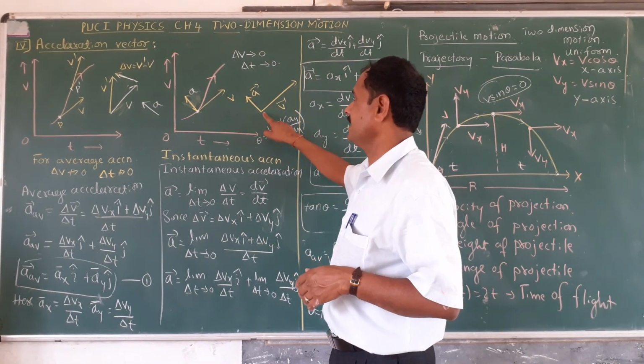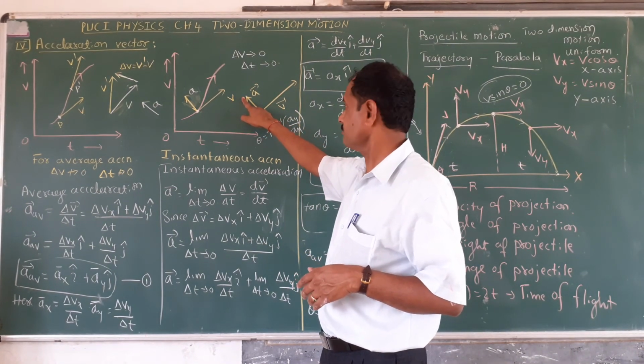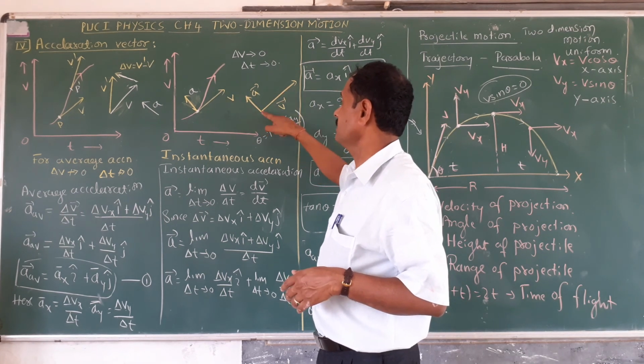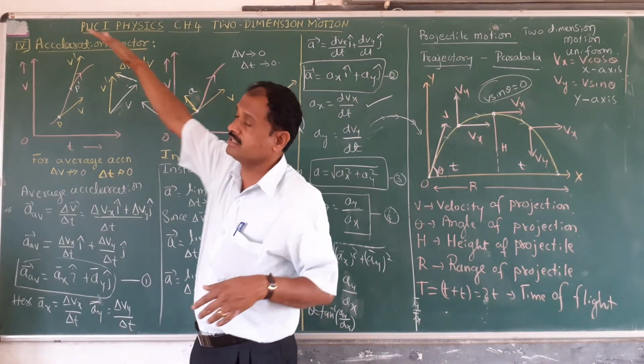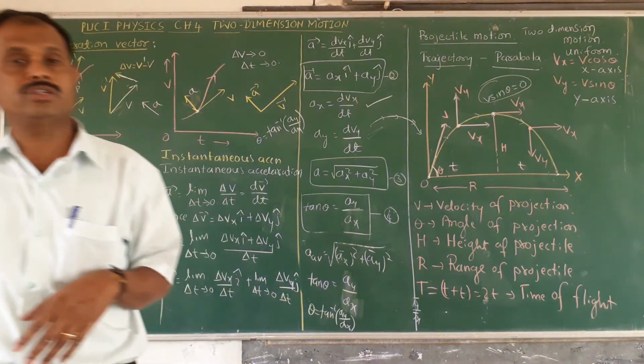This is the velocity direction, and this is the acceleration direction. Instantaneous velocity, instantaneous acceleration. The acceleration is always along the direction of the change in the velocity.